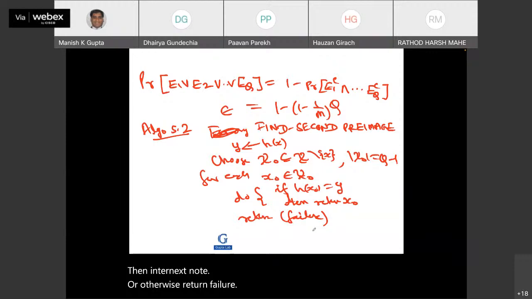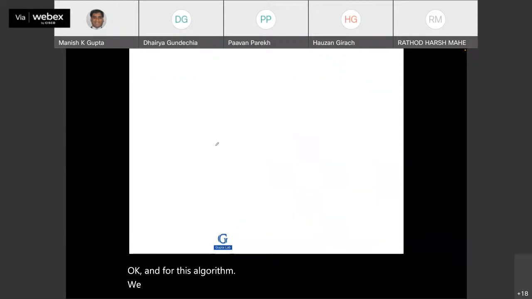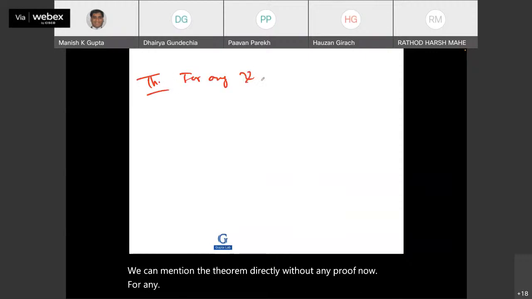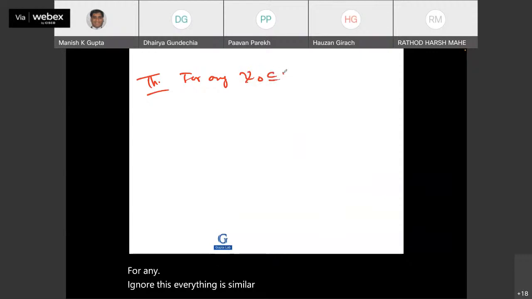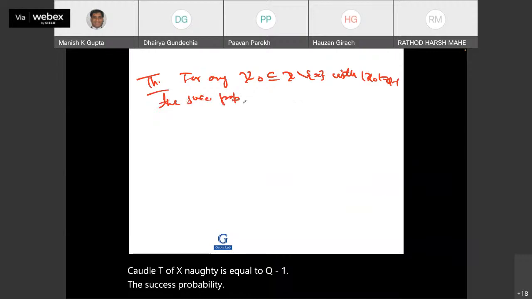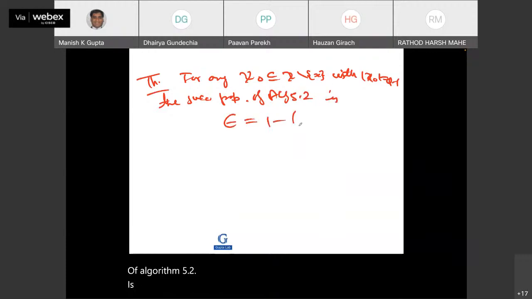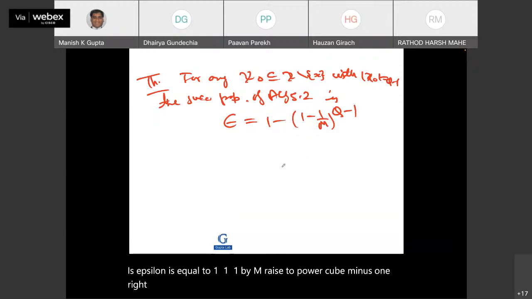For this algorithm, we can mention the theorem directly without any proof now. For any x, everything is similar except a minor change here: X naught is a subset of X minus {x} with cardinality of X naught equal to q minus 1. The success probability of algorithm 5.2 is epsilon equal to 1 minus (1 minus 1 by m) raised to power q minus 1. Rather than q, now we have q minus 1. I'm not proving it here.